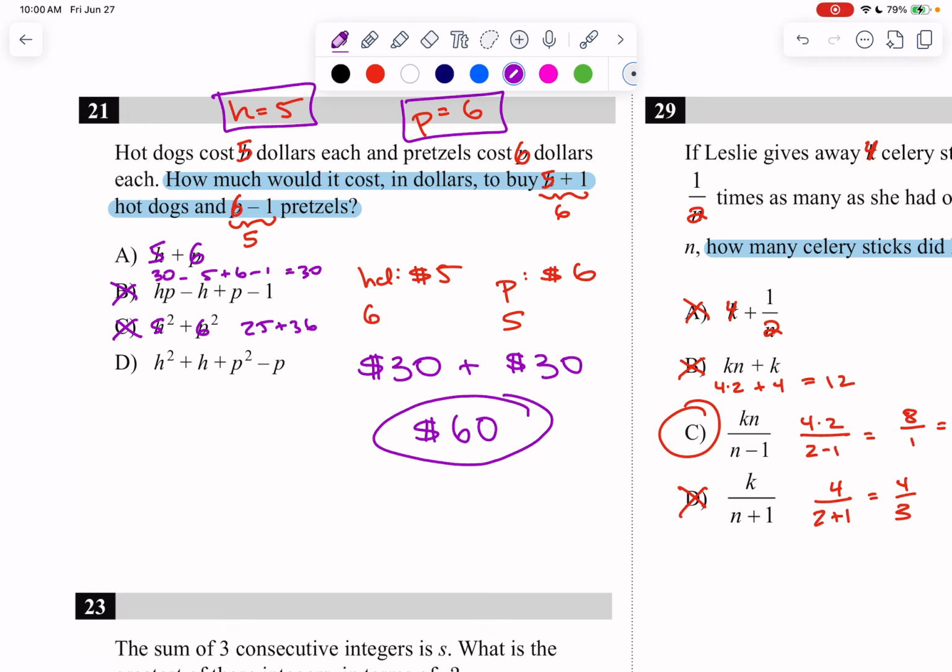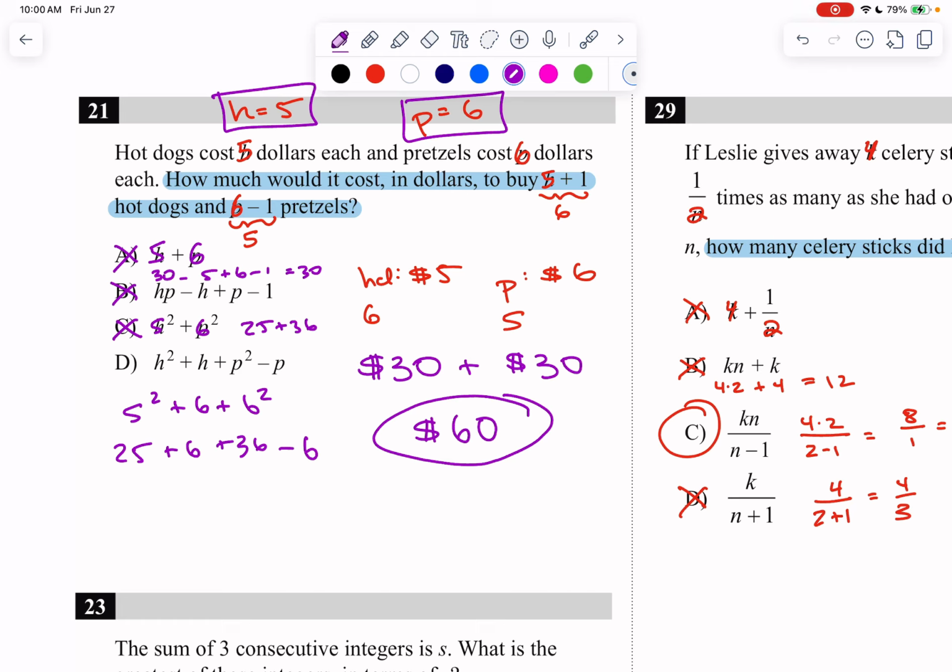Now let's see this guy. Oh, sorry, I should have crossed out A. This last one is going to be 5 squared, 25, plus 6, 31, plus 6 squared, 36, minus P, which is 6, right? So let's punch that into our calculator. 25 plus 6 plus 36 minus 6.